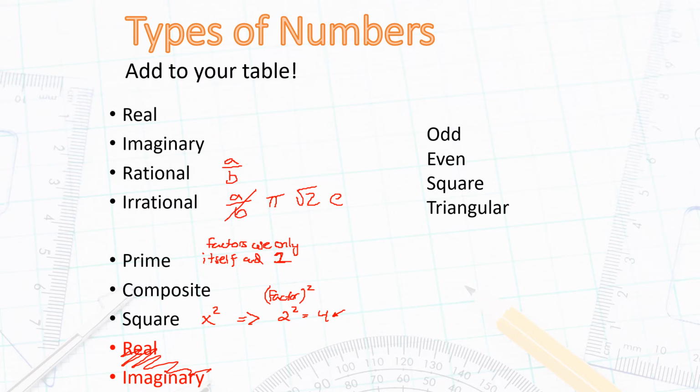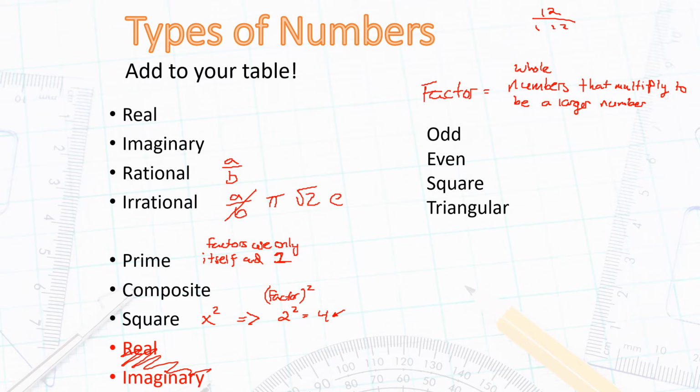So a factor, I guess if we're going to go into extra words that maybe we want to think about, a factor is the numbers, and usually we're talking about whole numbers, by the way, whole numbers that multiply to be a larger number. So if I said something like, what are the factors of 12? We would say, okay, 1 times 12, 2 times 6, 3 times 4. So those are my factor pairs.